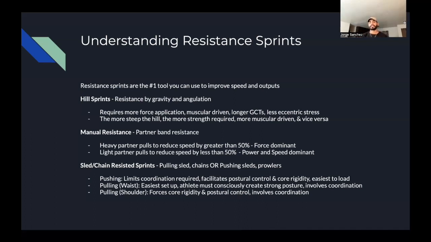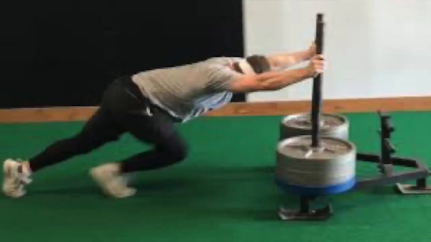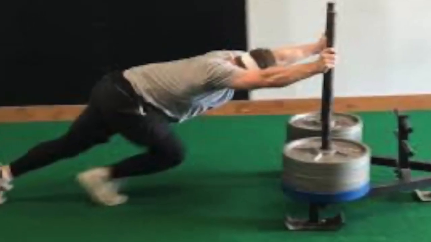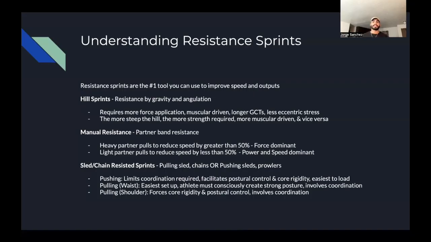And lastly, we can use sled or chain resisted sprints for resistance by pulling sleds and chains or by pushing sleds or prowlers. Now, by pushing the resistance, we limit the coordination demands, but it facilitates the positioning to create more postural control and that core rigidity. And we can also load sled push as the heaviest of the three options.